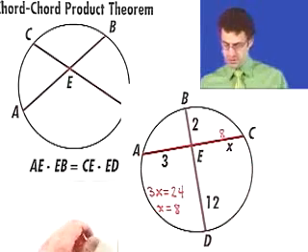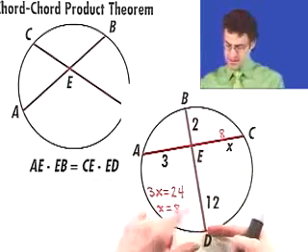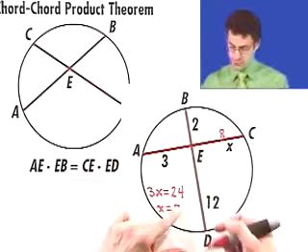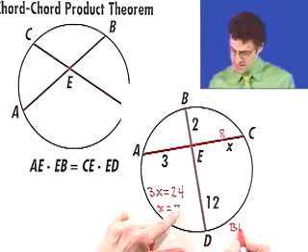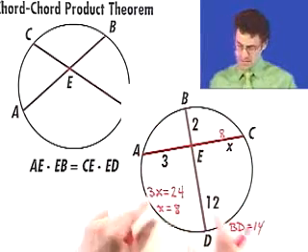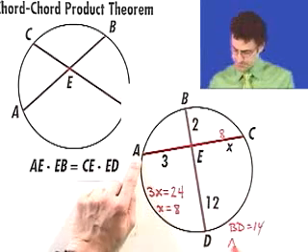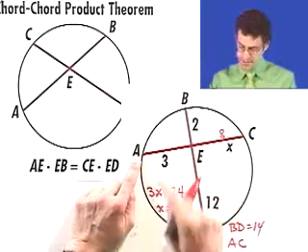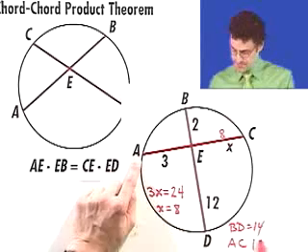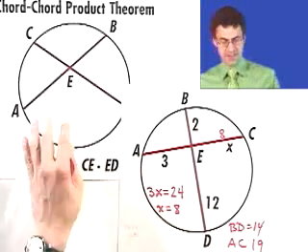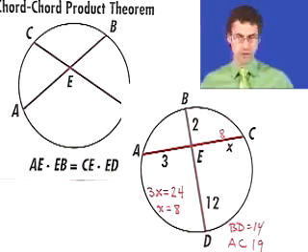What are the lengths of the chords? Well, this chord's actually pretty easy to find out. This is just 12 plus 2, so that's 14. So we have that BD equals 14. And what's AC? It's going to be 8 plus 11, which is 19. So you can see this great chord product theorem.